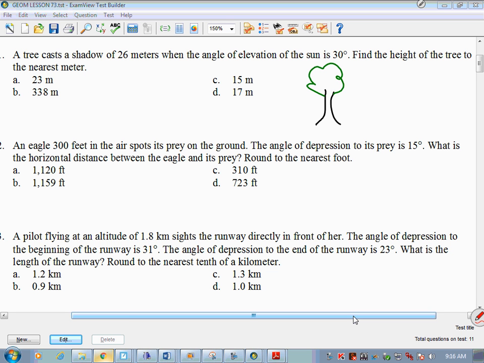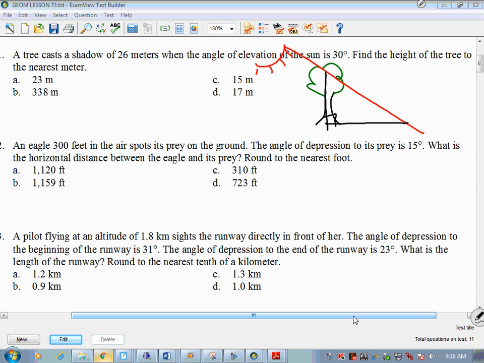I've got my sun. My sun is up here in the sky, and it's shooting a ray of light that's coming down to here. I've got a shadow that's coming across to here. This is forming a right angle. You follow me? So we've got a right angle here.